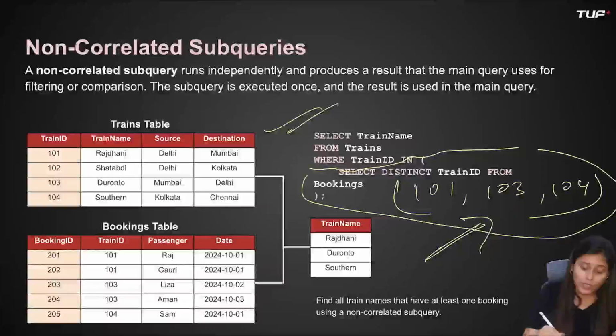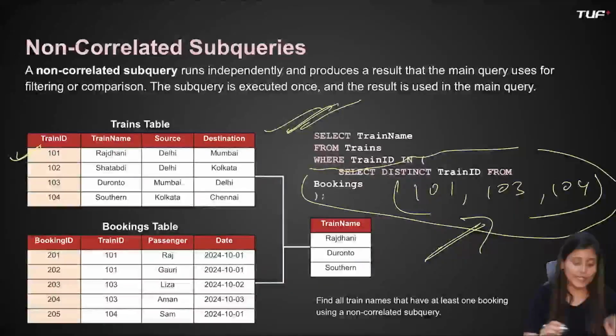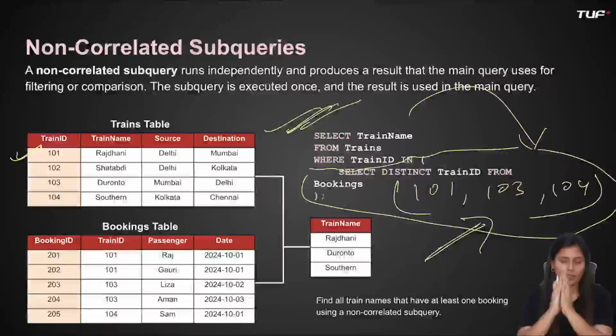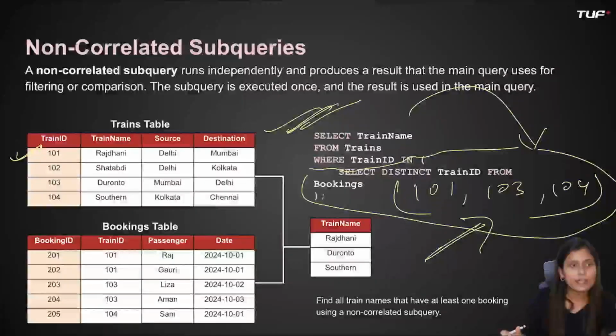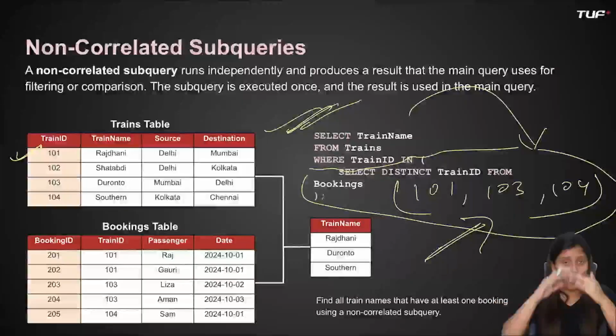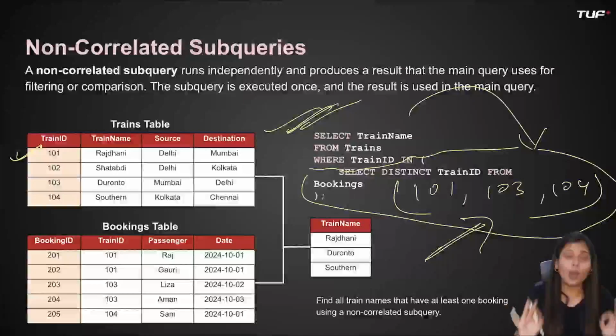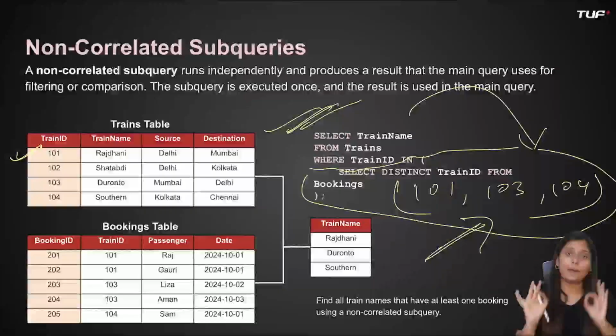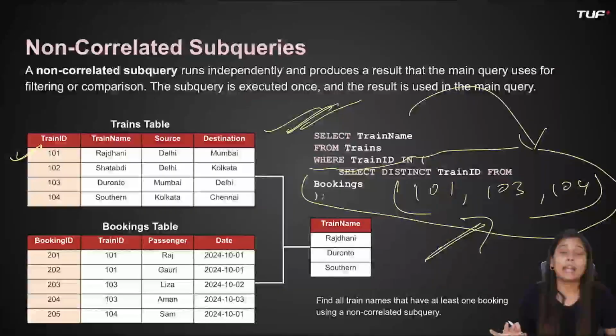The outer query will pick train IDs one by one and check whether each is there in the result of the inner query or not. That is why they are independent of each other. It is not like for every outer query row, the inner query is also running. No, it's not like that. Once the inner query has run, its result is used for the filtering purpose by the outer query, and that is why it is called a non-correlated query.